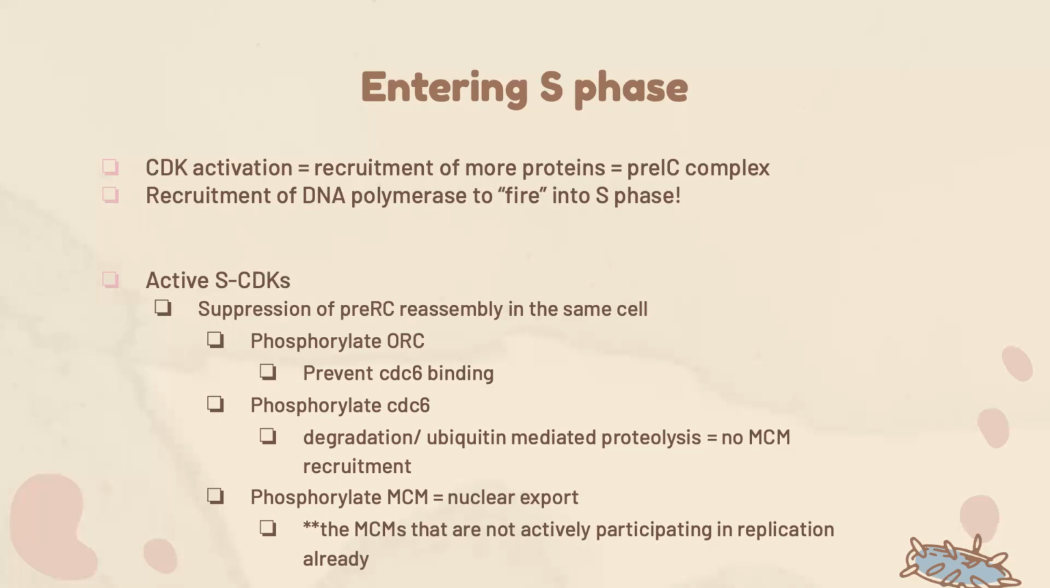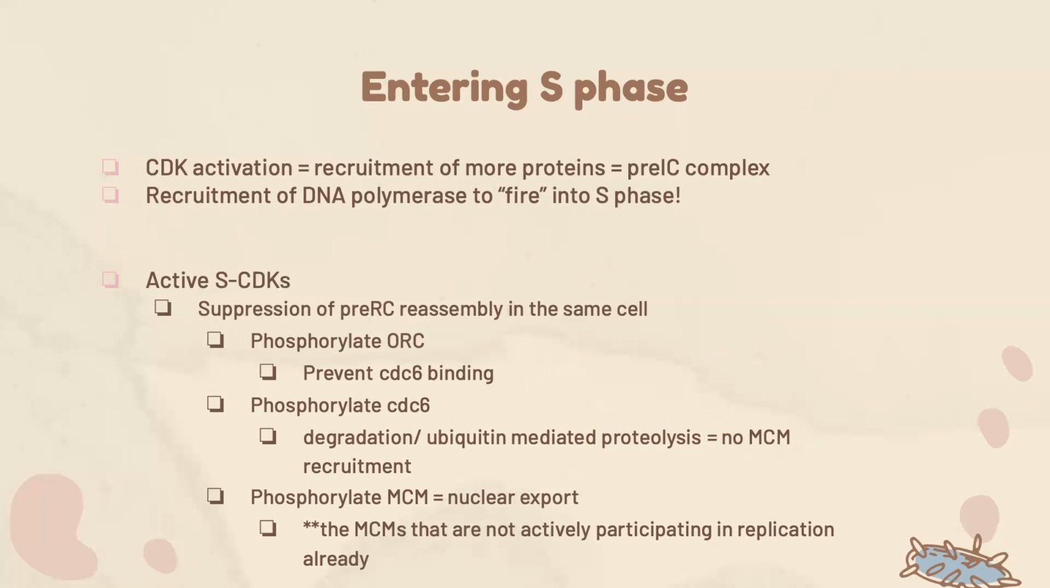So any of the CDC6s from over here that might have been missed perhaps, then it'll be degraded through ubiquitin mediated proteolysis. And so if you don't have CDC6, then you can't recruit MCM. And then again, just in case this doesn't work, it's also going to phosphorylate MCM, and that's just going to kick it out of the nucleus for nuclear export.